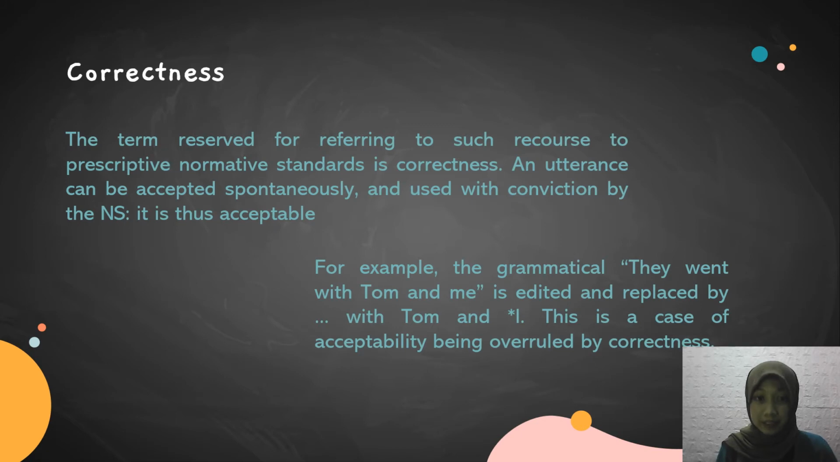Next, correctness. The term reserved for referring to such recourse to prescriptive normative standards is correctness. An utterance can be accepted spontaneously and used with conviction by the NS. It is thus acceptable. For example, the grammatical "they went with Tom and me" is edited and replaced by "with Tom and I." This is a case of acceptability being overruled by correctness.